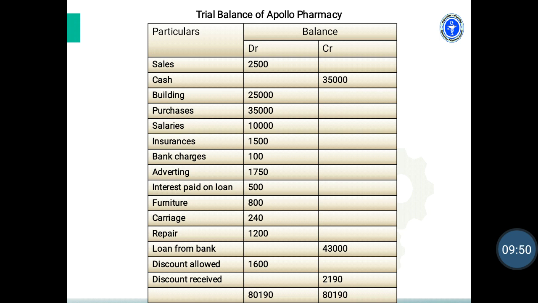So here is the example for the balance method. This is the format for the trial balance. Two columns are there for balances, and the third column is particulars. In particulars, write down the individual ledger accounts, for example sale account, cash account, building, like that. Then the balancing amount in a debit column and the balancing amount in a credit column. So in this way we prepare the trial balance by using the balance method.